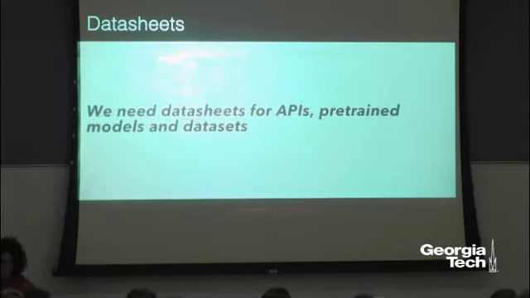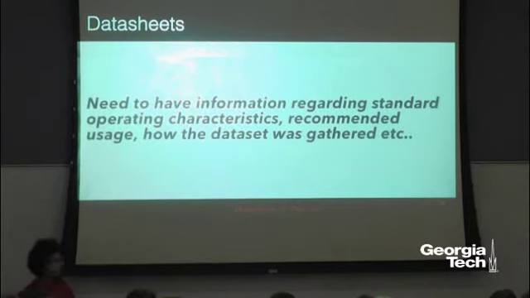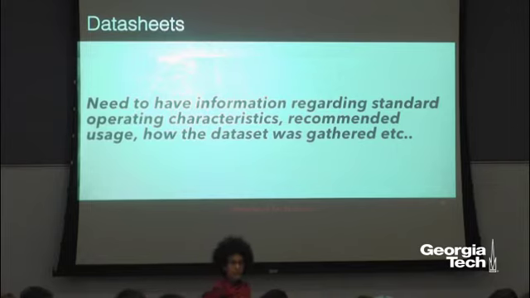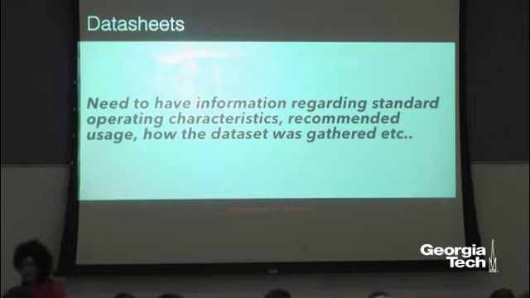So for data sheets here, I think we need data sheets for data sets, pre-trained models, etc. And I think we need to have information regarding standard operating characteristics, recommended usage, and how you gathered the data. For example, maybe you want to use a model just for people under 10 years old. If the data set you're releasing that it was trained on was just for people under 10 years old, that's totally fine. But I just need to know that I shouldn't use this model on people who are over 80 years old, right? I need to have some of these guidelines. And right now we have 0.